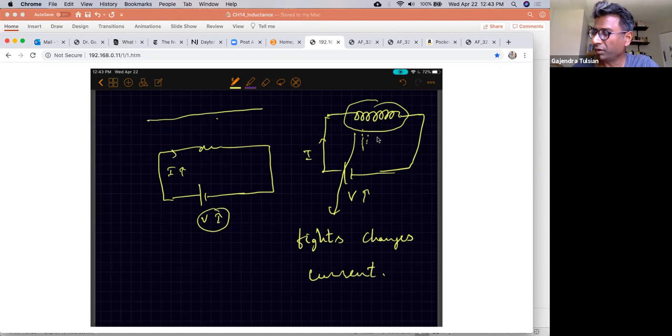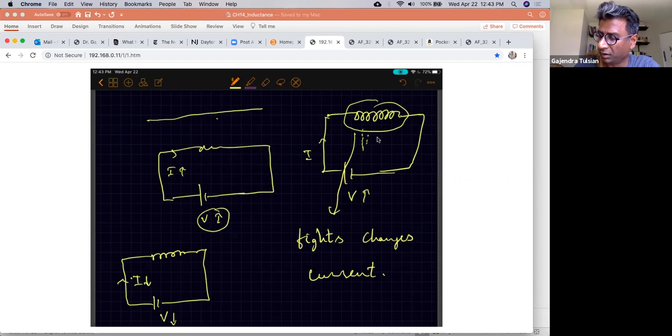So similarly, if from this loop of wire you try to decrease the voltage and try to decrease the current, this will fight that, and EMF will be induced in this direction. And the EMF is induced as long as the current is changing. If the current is steady, this EMF is not induced anymore.